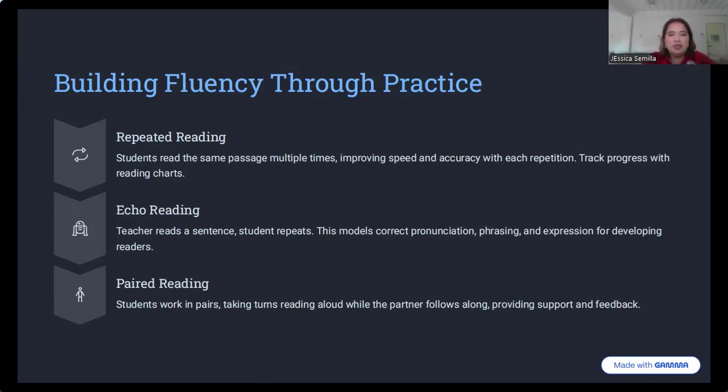Another one for building fluency is echo reading. Echo reading is where the teacher reads a sentence and the student repeats. Therefore, it models correct pronunciation, phrasing, and expression for developing readers.